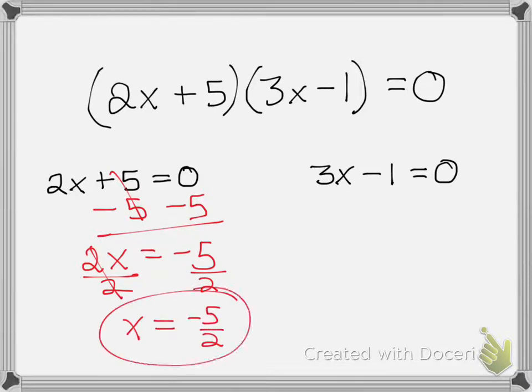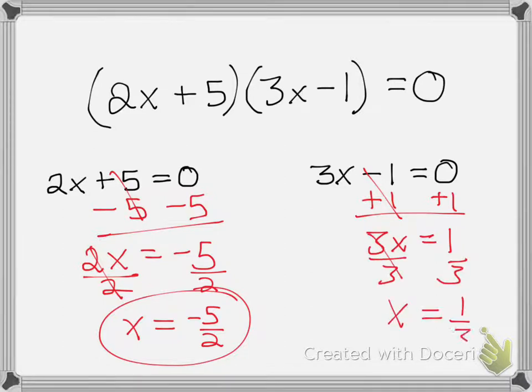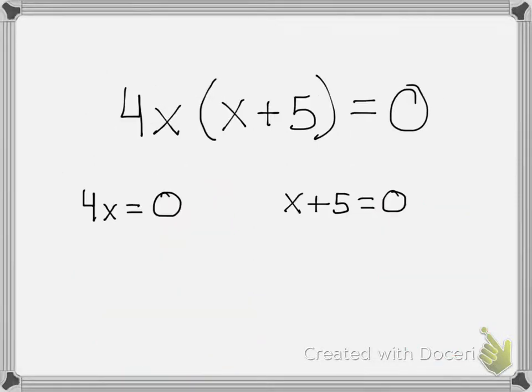All right, let's look at this other factor. The inverse operation of subtracting 1 is to add 1. Bring down my 3x equal to 1. And then I'll divide both sides by 3. So x will equal 1 over 3. And that's it. Let's look at one more example.